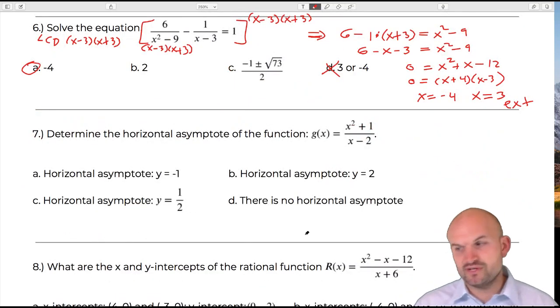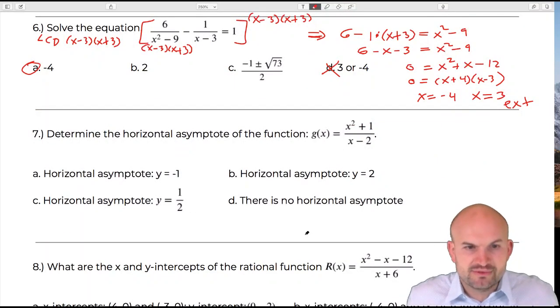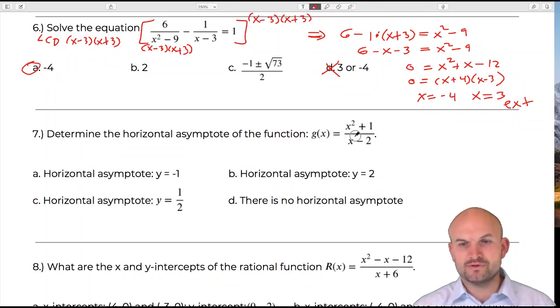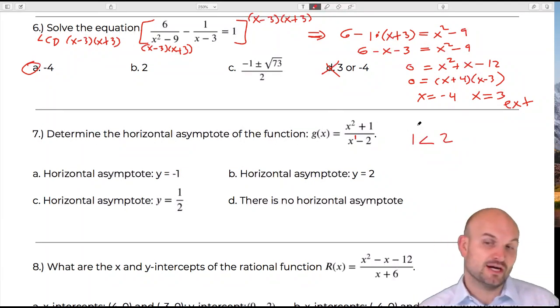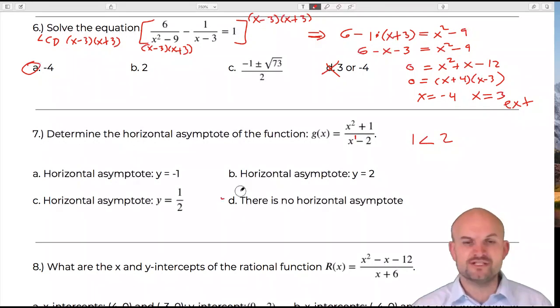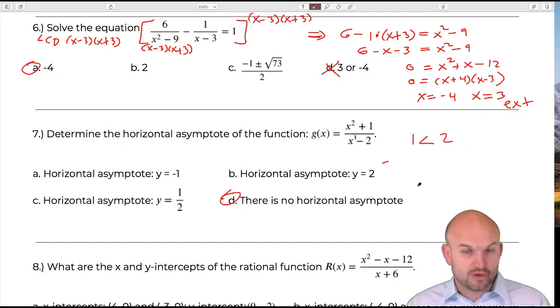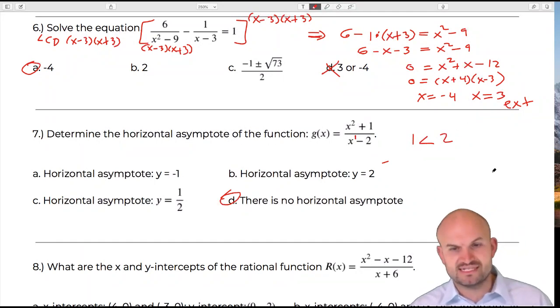For question number 7, we just need to use the horizontal line test to determine the horizontal asymptote of the function. Well, again, just reminding that when we're doing the horizontal line test, we're just understanding that when the degree in the denominator is less than the degree in the numerator, there is no horizontal asymptote. There could be a slant, or it could be holes, or they could be both. But either way, there's no horizontal asymptote.